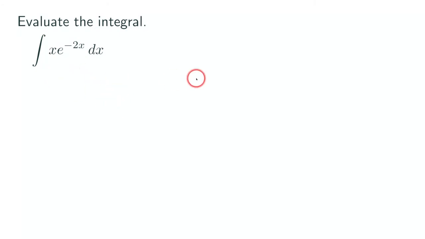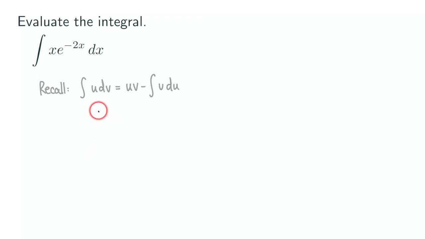And so let's start. First, before we actually start the problem, we are going to recall the integration by parts formula so that we can just follow the formula from here. And so let me write it down here. We have the integral of u dv, and then that's equal to uv minus the integral of v du.